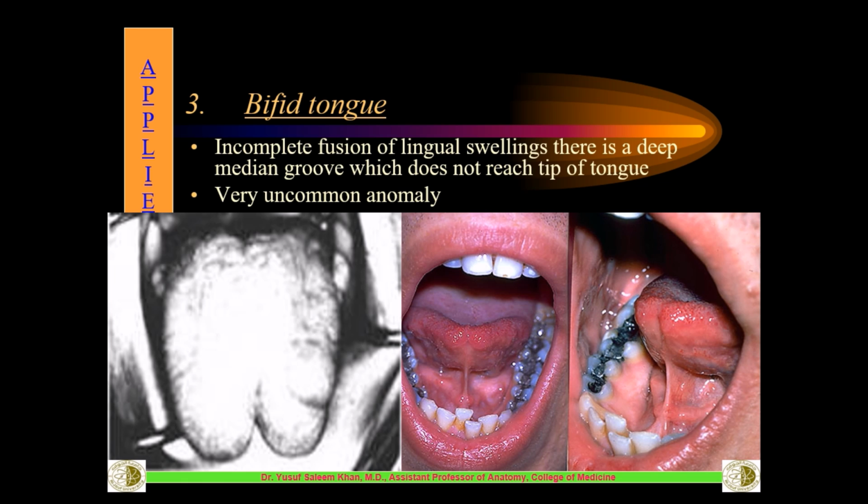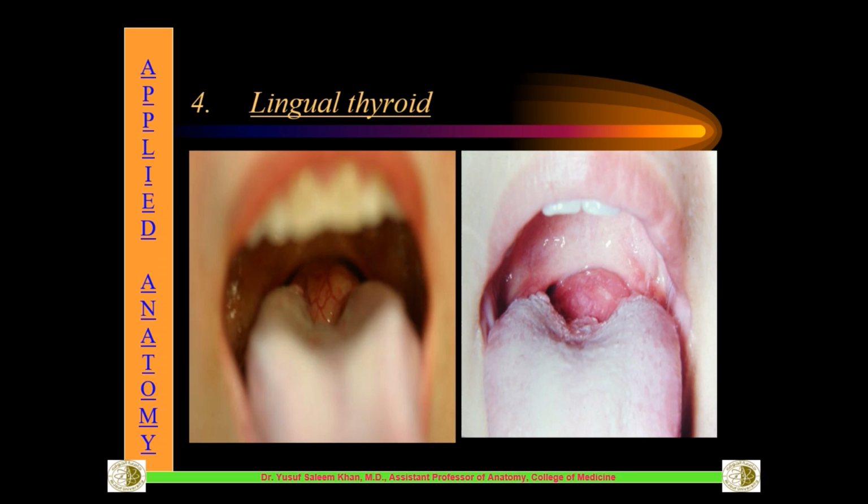But if you look at the snake, in the snake it is a bifid tongue, because there the two lingual swellings don't join together. So the bifid tongue is normal in the case of snakes, but in human beings it is very uncommon.